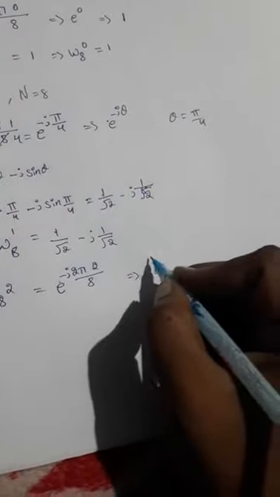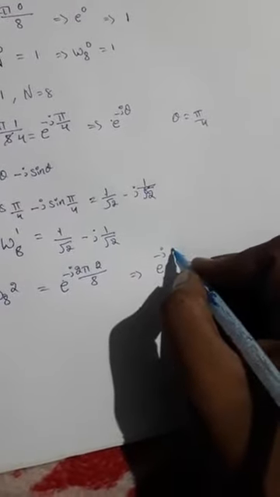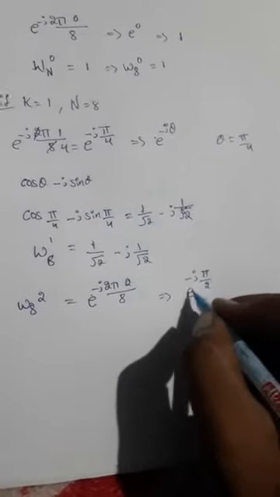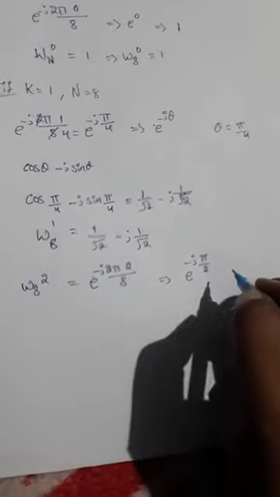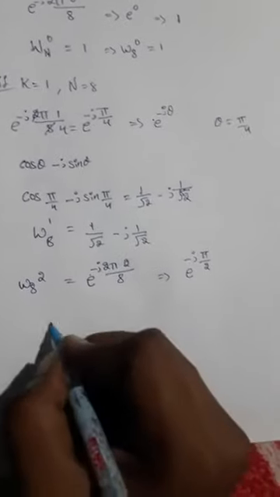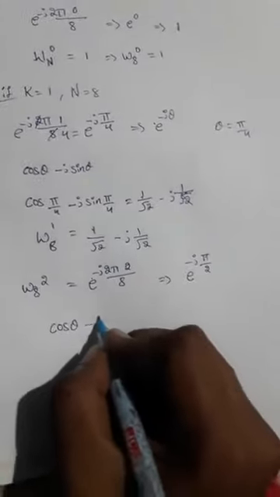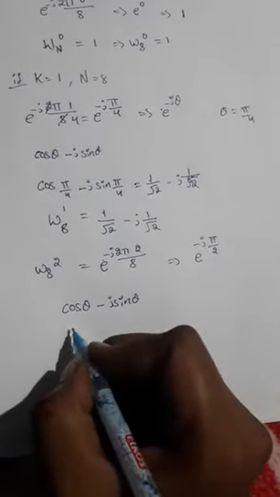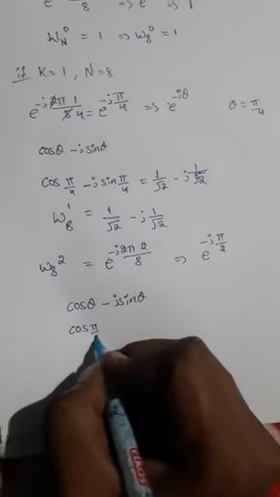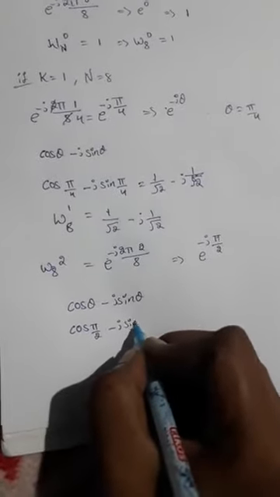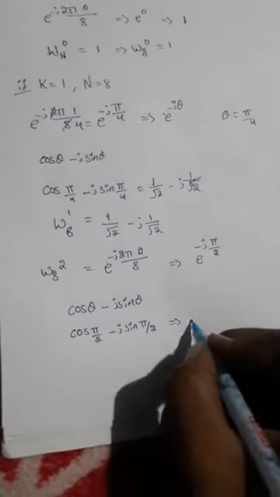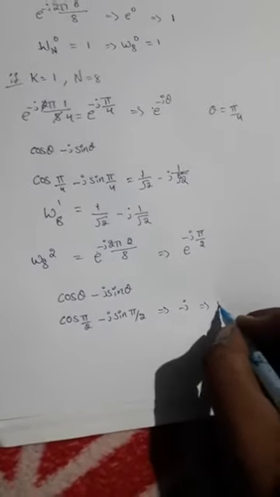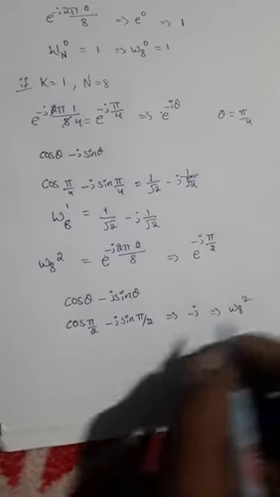e to the power of minus j pi by 2. This can be written as cos theta minus j sin theta. So here substitute the theta value, that means cos pi by 2 minus j sin pi by 2. The value is minus j. This is the value for W8 to the power of 2.